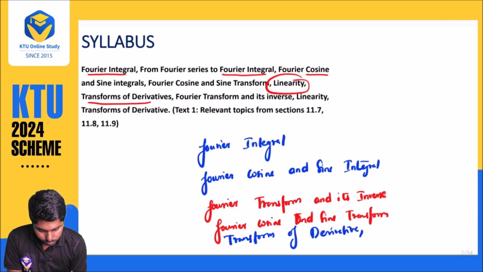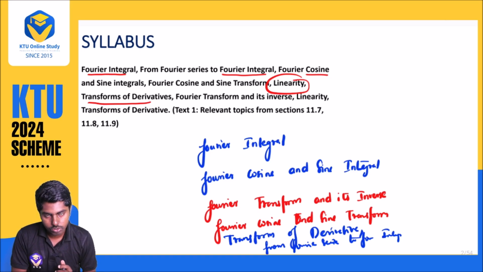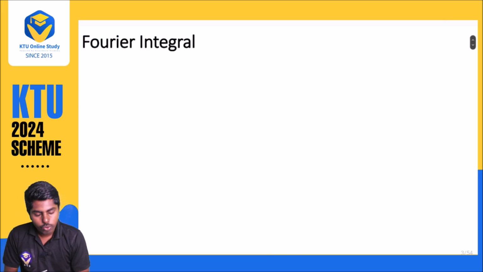From Fourier series to Fourier integral. So this is the syllabus we want to know: Fourier integral, Fourier cosine and Fourier sine integral, Fourier transform, then the Fourier cosine and sine transform, then the transform of derivative. This is the order in which you want to complete the syllabus. So now we will move on to the Fourier integral.